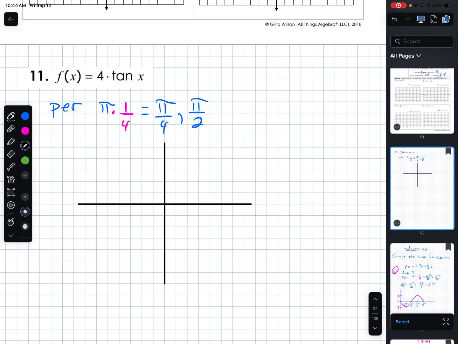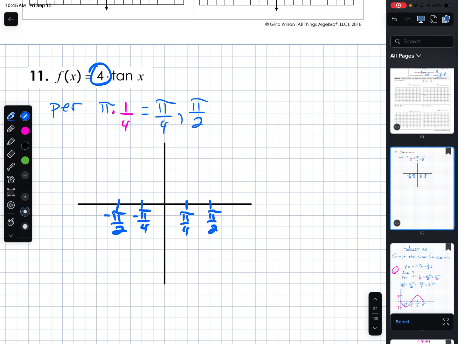And we're going to put, so I'm just going to count out here. So I'm going to go 2, 4, -2, -4. So this is pi over 4. This is pi over 2. This is negative pi over 4. This is negative pi over 2.